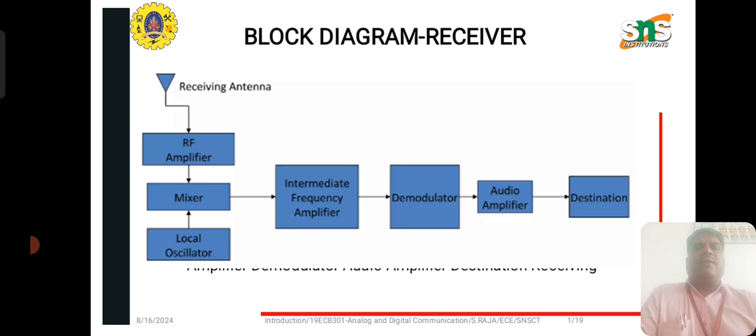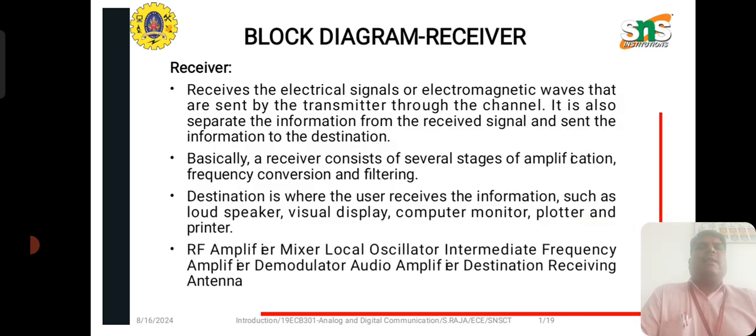The explanation will continue. The receiver receives the electrical signal or electromagnetic waves that are sent by the transmitter through the channel. It also separates the information from the received signal and sends the information to the destination. Basically, a receiver consists of several stages of amplification, frequency conversion, and filtering. Destination is where the user receives the information, such as loudspeaker, visual display in either LED or LCD, computer, monitor, plotter, and printer. The stages include RF amplifier, mixer, local oscillator, intermediate frequency amplifier, demodulator, audio amplifier, and destination receiving antenna.